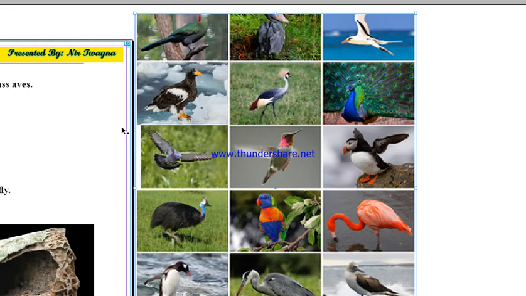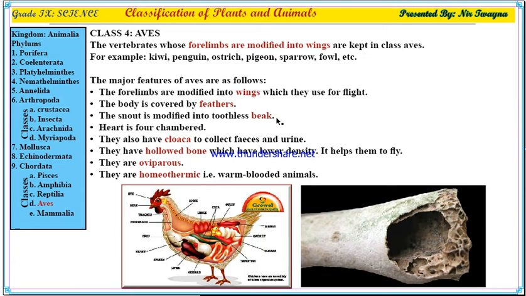Okay, anyway, now let us have a look at some of the features of class Aves. The forelimbs are modified into wings which they use for flight. The body is covered by feathers. The snout is modified into a toothless beak. Okay, you understand feathers and beak. All birds have a beak. Yes, that is also a common feature of the bird. Their heart is four chambered, and just like reptiles, they also have cloaca to collect feces and urine.